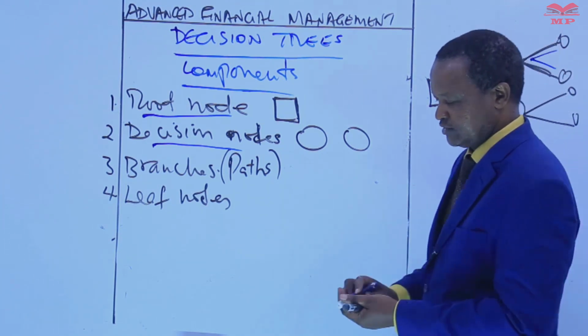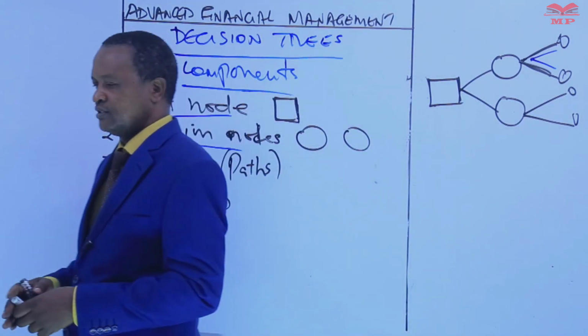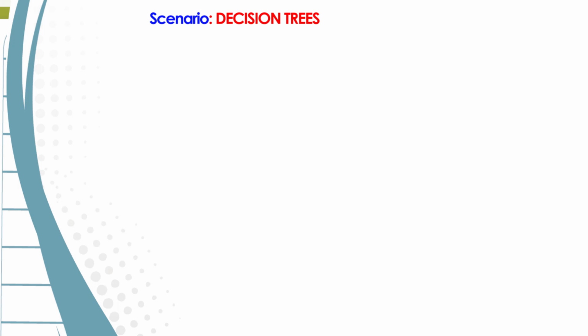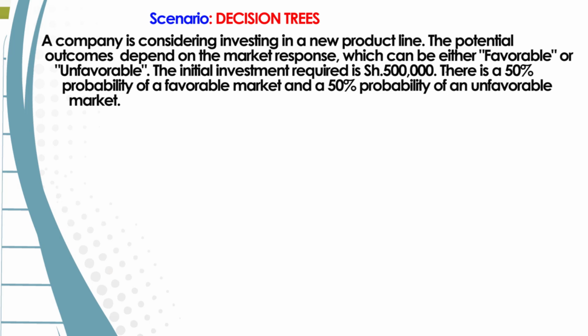So that is the theory part. If you've not understood, you will understand as we work out an illustration. But of course, how can you not understand that a tree has roots, a tree has branches, a tree has leaves? How can you not understand that, candidates? Let's move on to a straightforward illustration. So the example reads, a company is considering investing in a new product line.